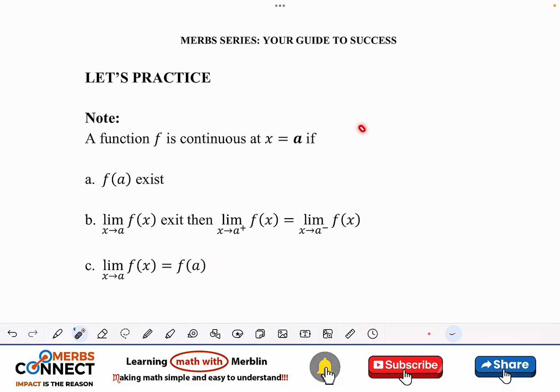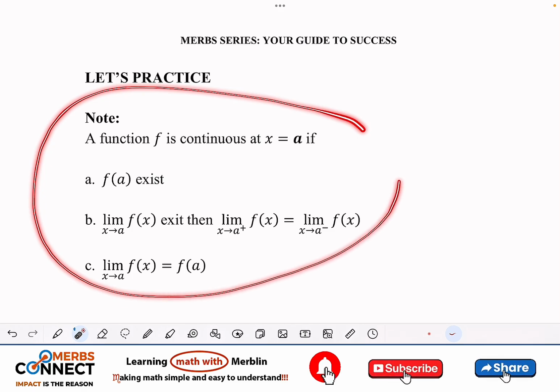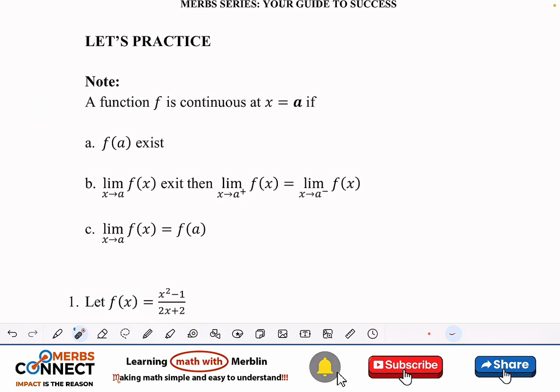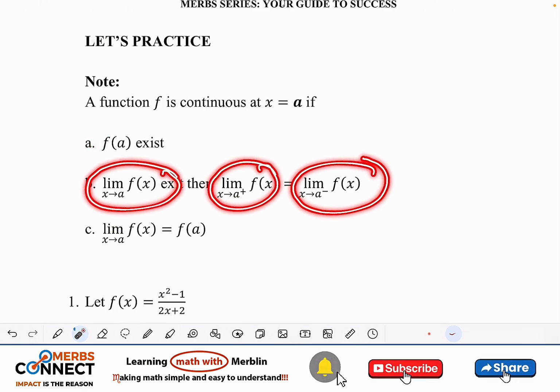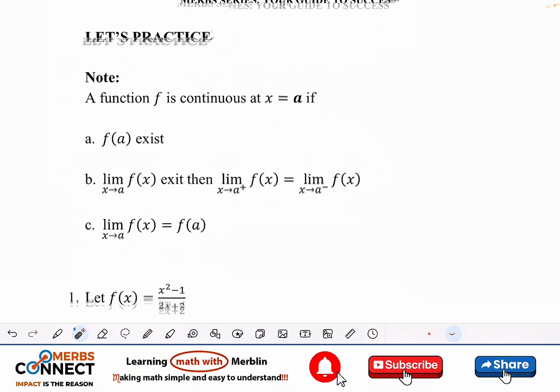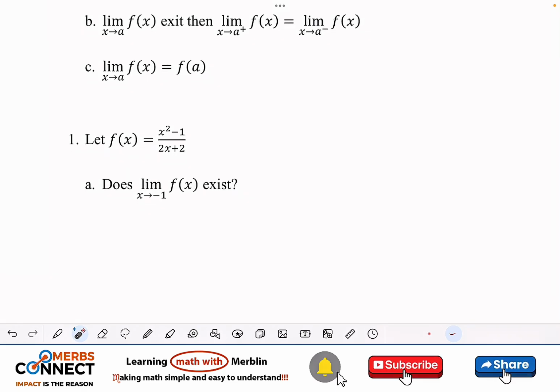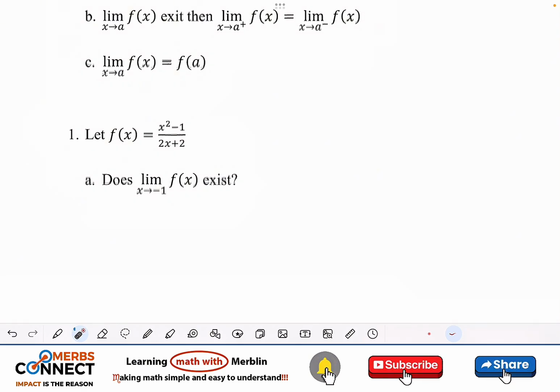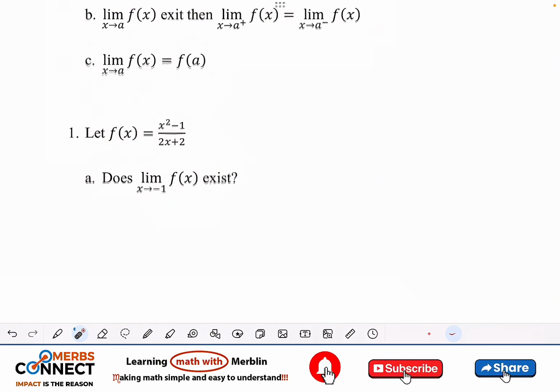So now let's note. These are just what we just learned. We are saying that f is continuous at x is equal to a if this one exists. And then if this one exists, then the positive is the same as the negative. And then these two should be the same. So that's what we are going to use to solve our functions here anytime the question is talking about continuity.